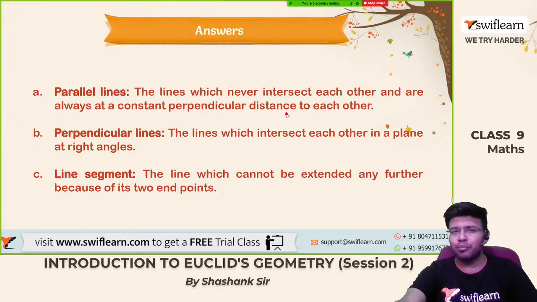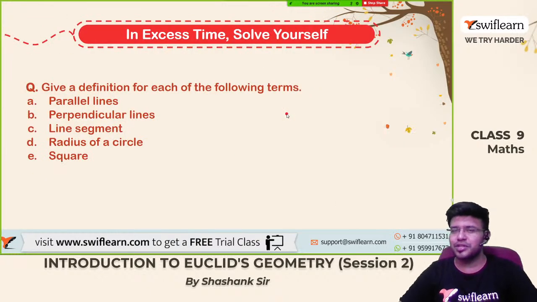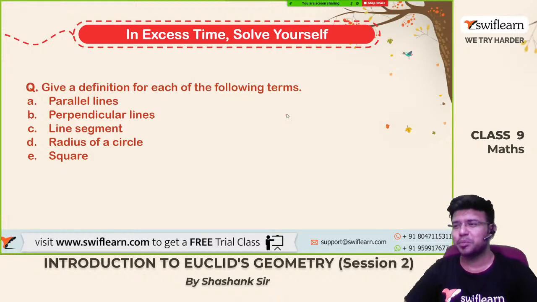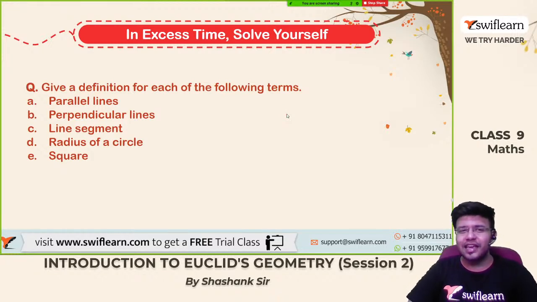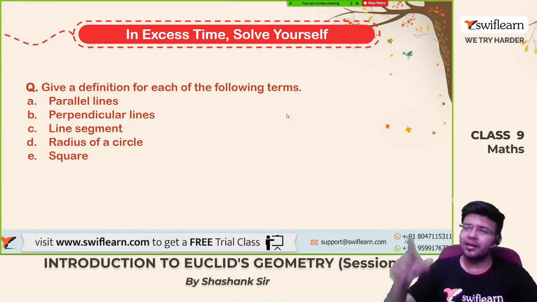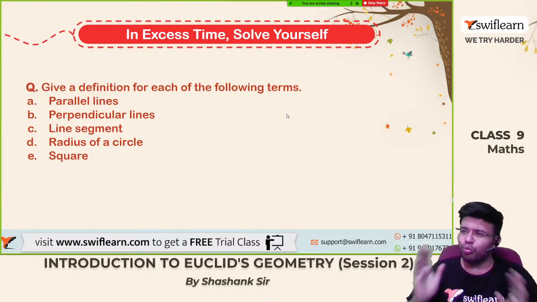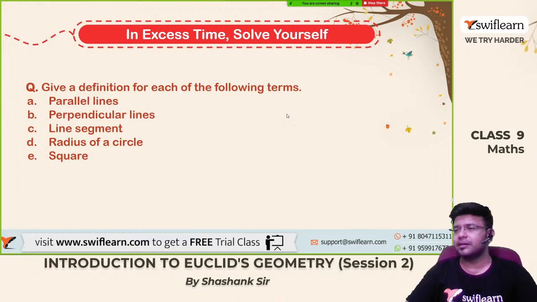Yes, so we are about to finish this. See here, that is the last part of today's class. Give a definition for each of the following terms. So what are parallel lines? Two lines are said to be parallel if they do not intersect each other, or when you draw a third line, the interior angles sum on both the sides should be 2 right angles. This is parallel lines.